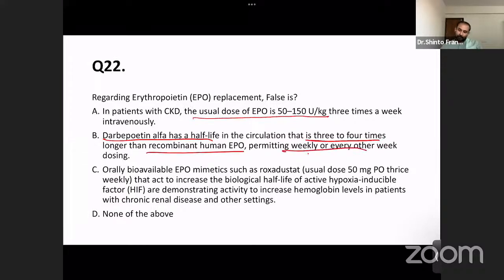So long-acting, okay, and the orally available EPO mimetic, roxadustat, and the dose has been given. It increases the half-life of HIF, hypoxia-inducible factors, so that can increase hemoglobin. So what is the false statement? Here it is none of the above. So probably guesswork. It's easy to guess.